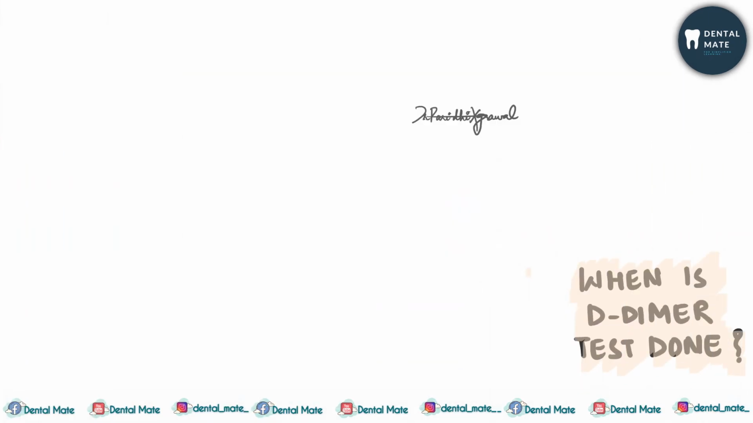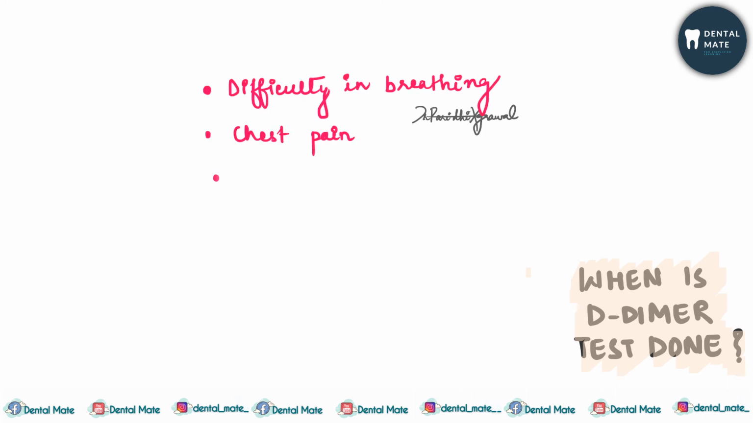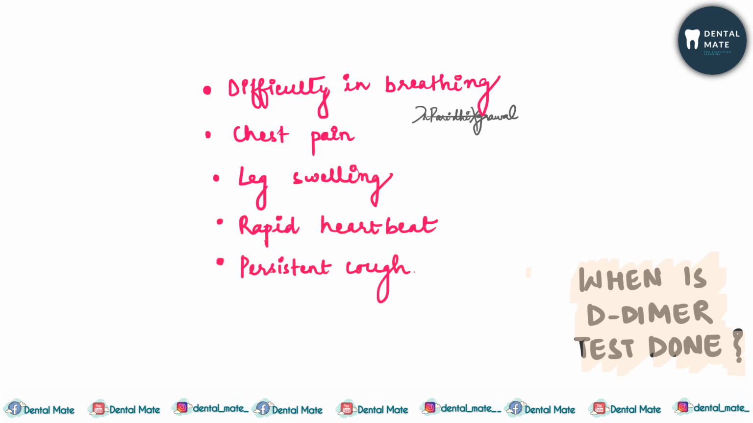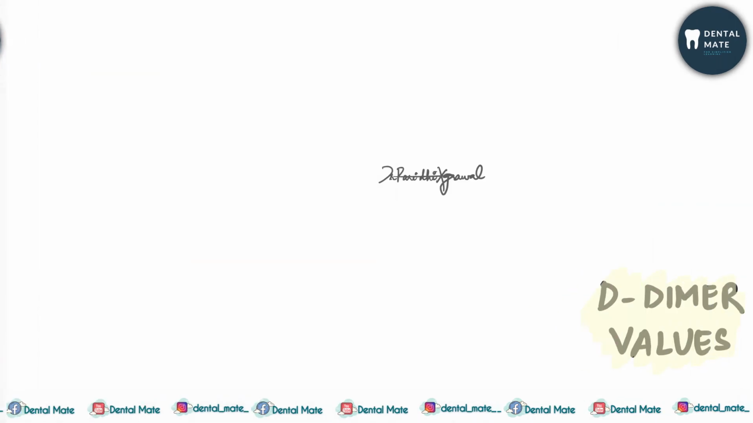So when do doctors prescribe the D-dimer test, or what are the symptoms seen when the D-dimer test has to be done? When there is difficulty in breathing, chest pain, leg swelling, rapid heartbeat, or persistent cough. So in these conditions, the D-dimer test is usually prescribed.